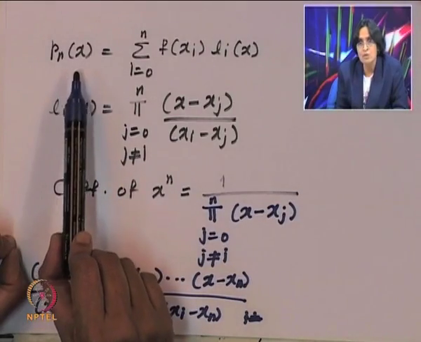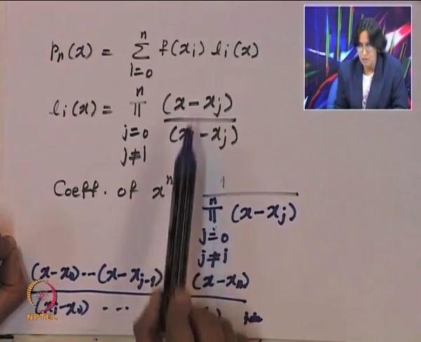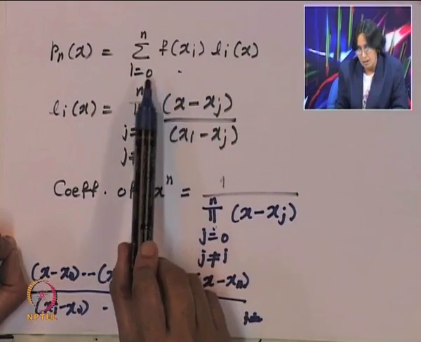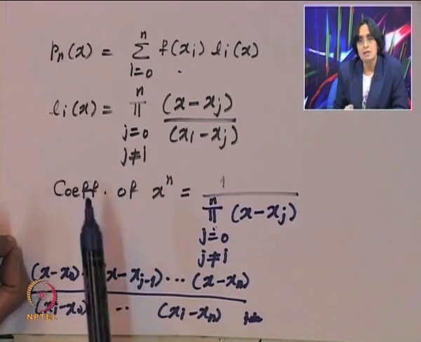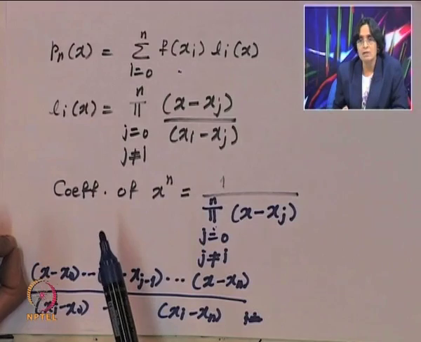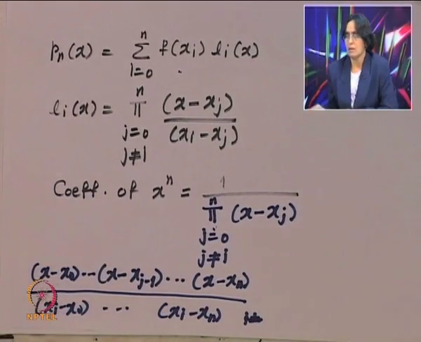The coefficient of x raised to n in p n x will be this coefficient multiplied by f x i, and then added up. So, that is what will give us the value for the divided difference based on x 0, x 1, x n.